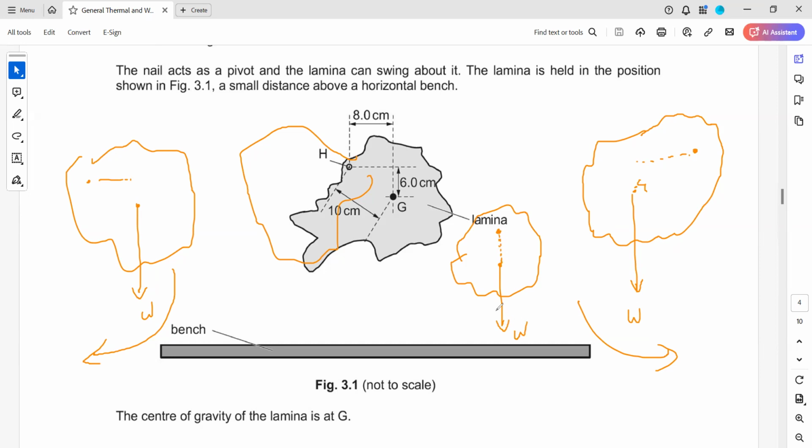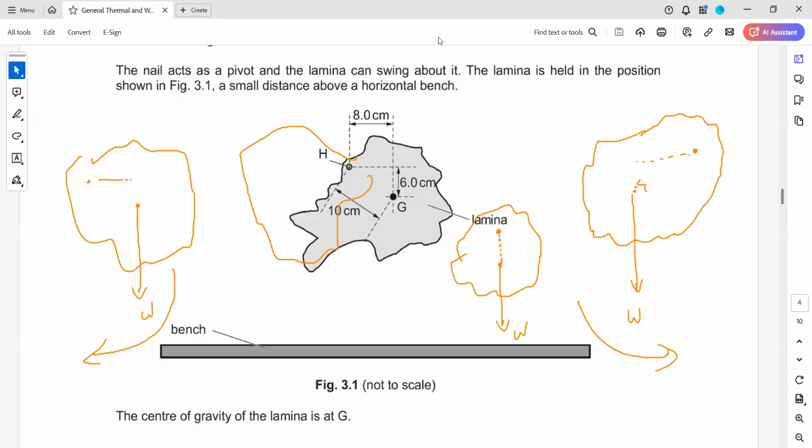So continuously the weight is acting downward, which on one end causes a clockwise rotation and on the other end causes an anti-clockwise rotation. And eventually, when the center of gravity is just below the pivot, there is no turning effect because there is no perpendicular distance from the pivot. Is it clear? Anyone having a doubt or a question till this point?